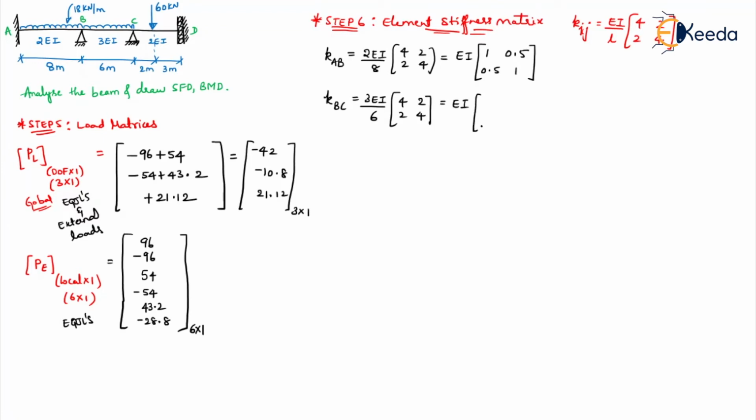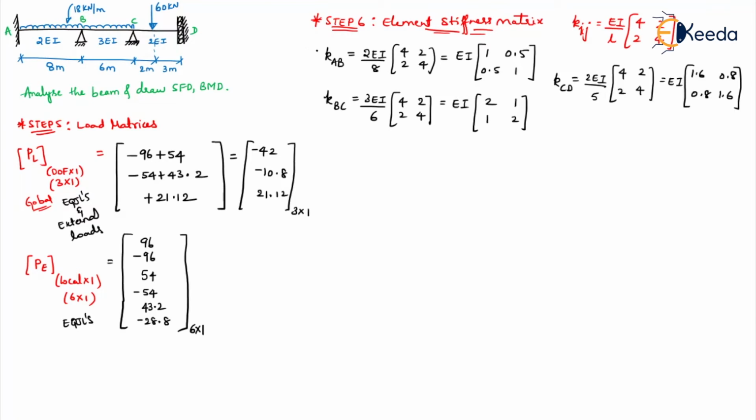EI into 2, 1, 1, 2. Then the last one will be K, C, D. So this will be what? 2 EI by length is how much? 5 into 4, 2, 2, 4. So this will come up to EI into 1.6, 0.8, 0.8 and 1.6.